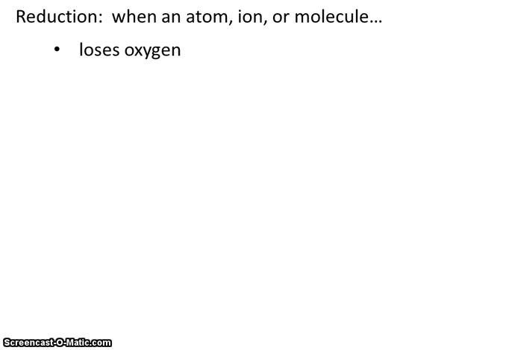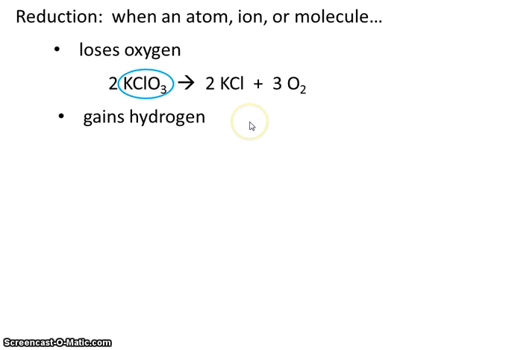Now, for reduction, it's going to be exactly the opposite of oxidation. Because as it turns out, oxidation and reduction always occur together. Let me say that again. Oxidation and reduction always occur together. We can't have one without the other. So reduction is when an atom, ion, or molecule loses oxygen. Here we have potassium chlorate turning into a potassium chloride. It's lost oxygen.